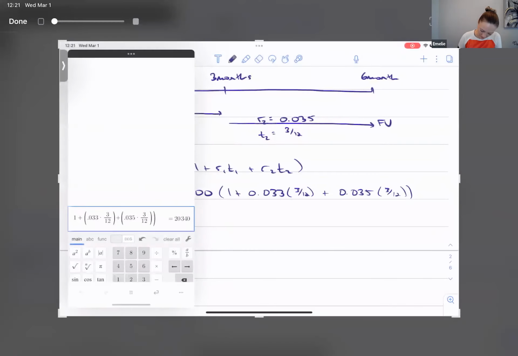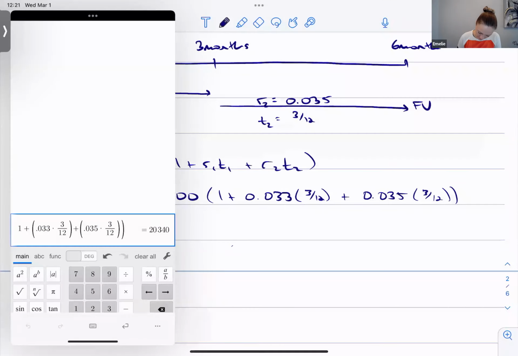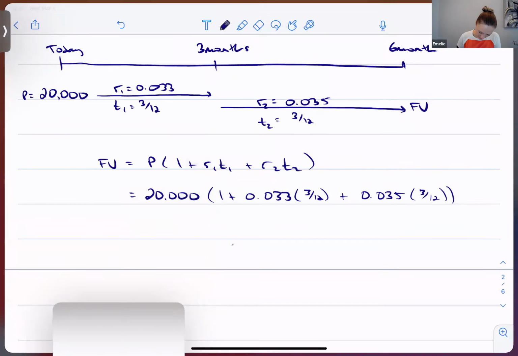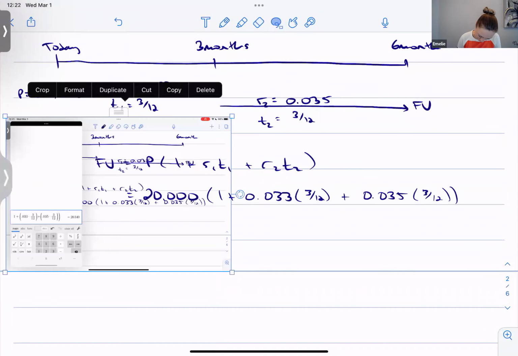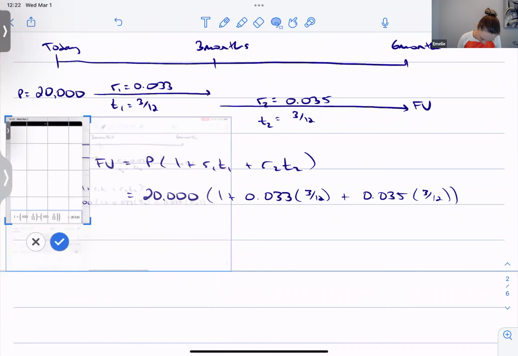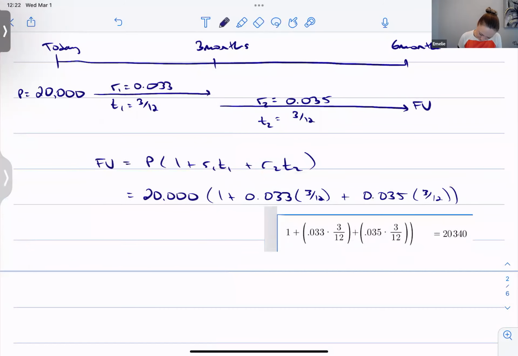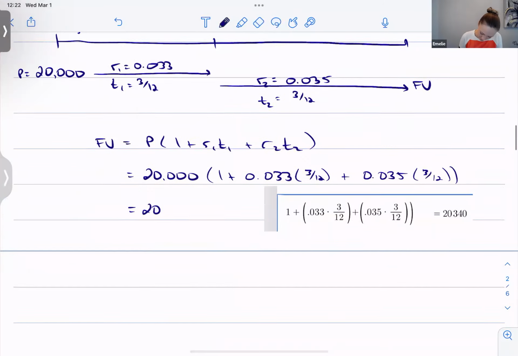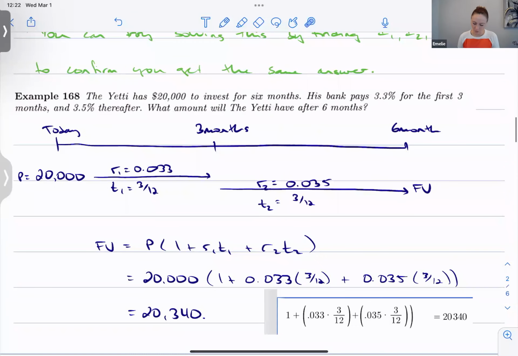That's pretty good. So $20,340. What amount will the Yeti have after 6 months?